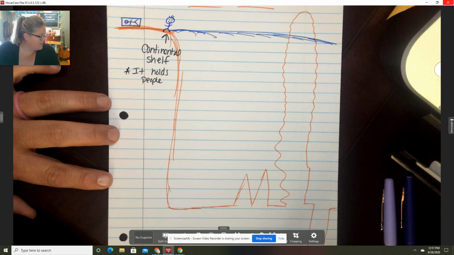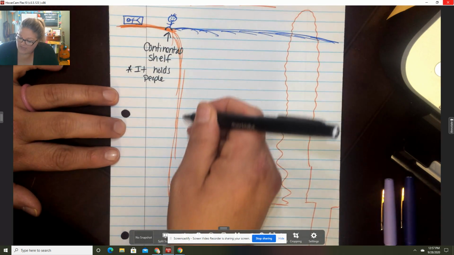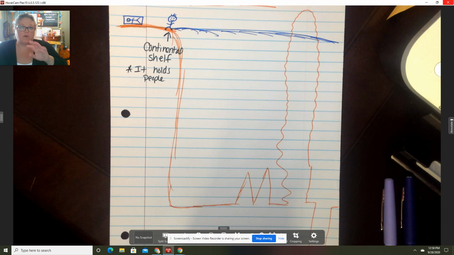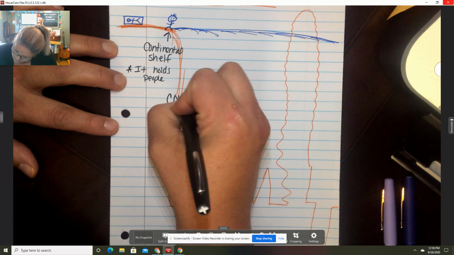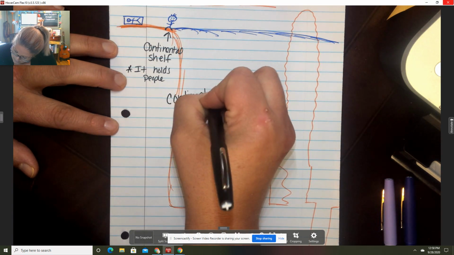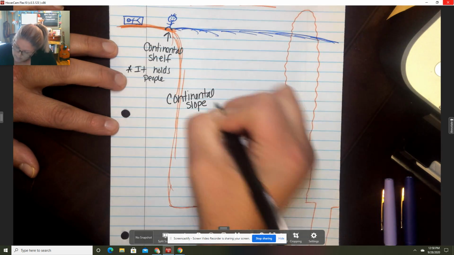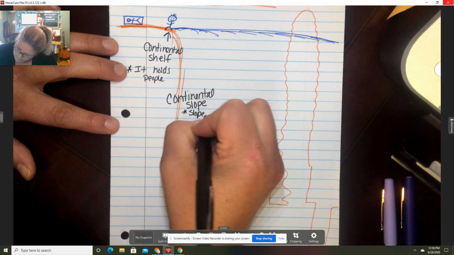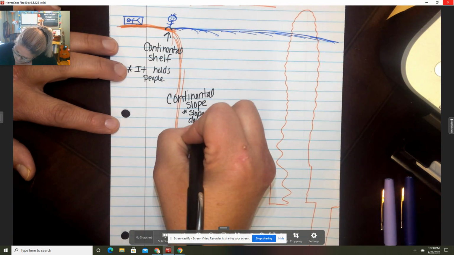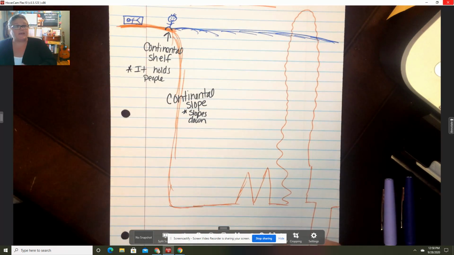All right. And as we go down, like I said, you go a couple miles, and then the continental shelf stops, and then it starts to slope down. So that would be called the continental slope. It slopes down. And it can be sudden, but it doesn't necessarily have to be a very sudden drop off.